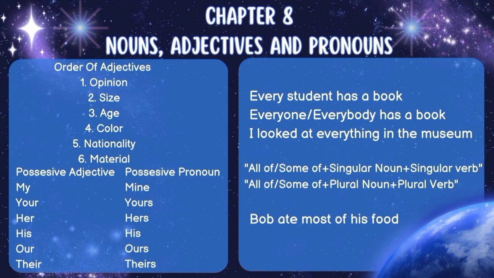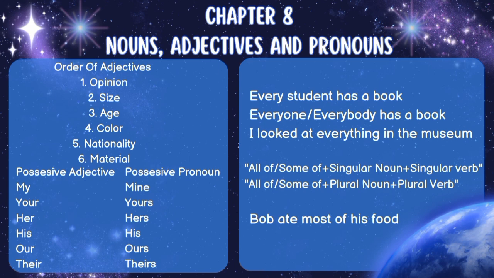Expressions of quantity. All of is 100%. Most of is a large part but not all. Some of is a small or medium part. Almost all of is 95 to 99%. For example, Bob ate most of his food.